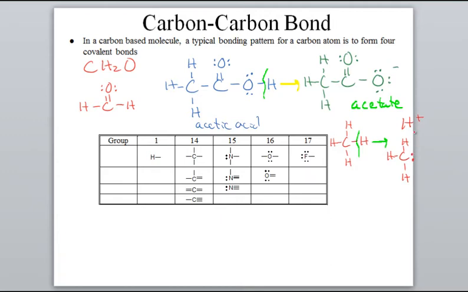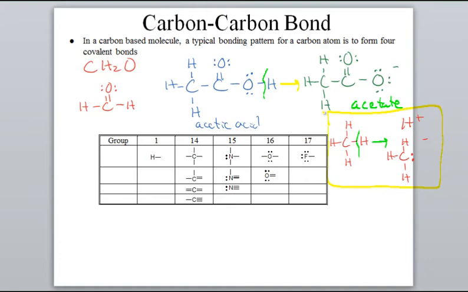This is an anion. If you see a carbon-based molecule and it only has 3 bonds and it has a lone pair, it's probably an anion. You'll definitely see this type of chemistry next year when you take organic chemistry, and I'm assuming that all of you are going to take organic chemistry.